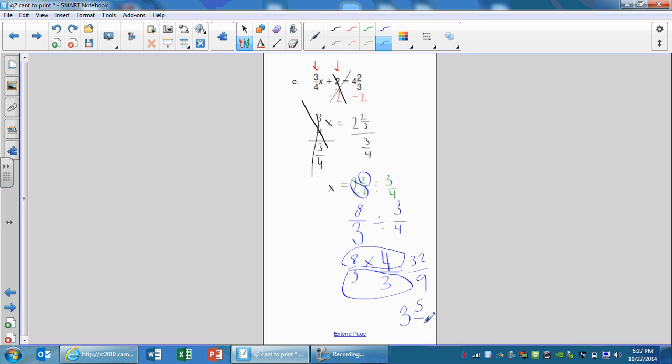If you do this on the calculator, it's 3.5 repeating, so I'm fine with whichever answer you get: 3.5 repeating or 3 and 5 9ths, or even if you round to 3.6.